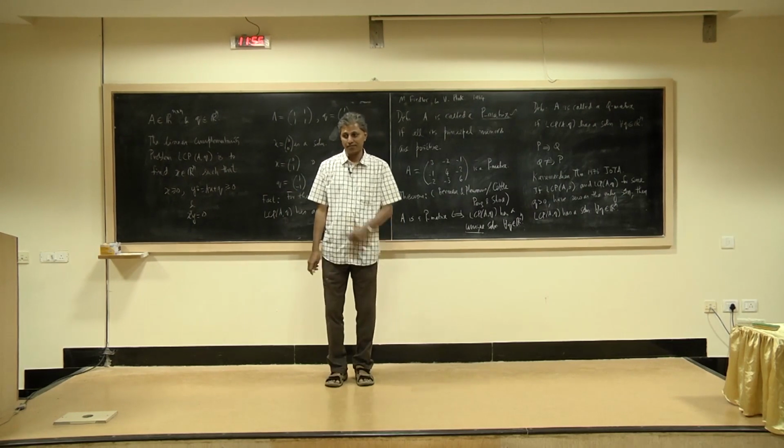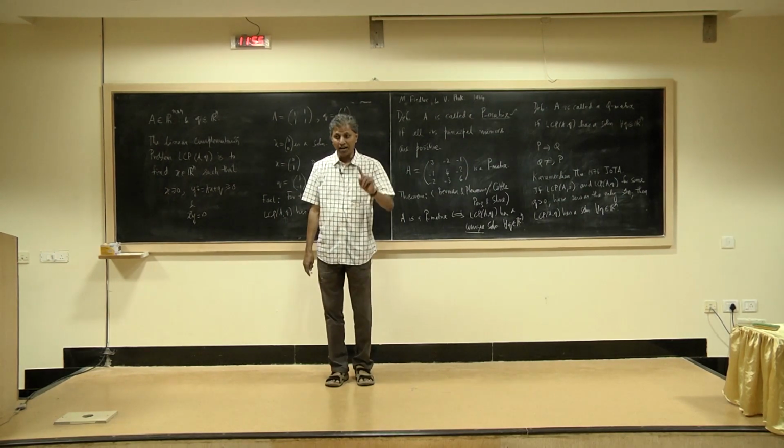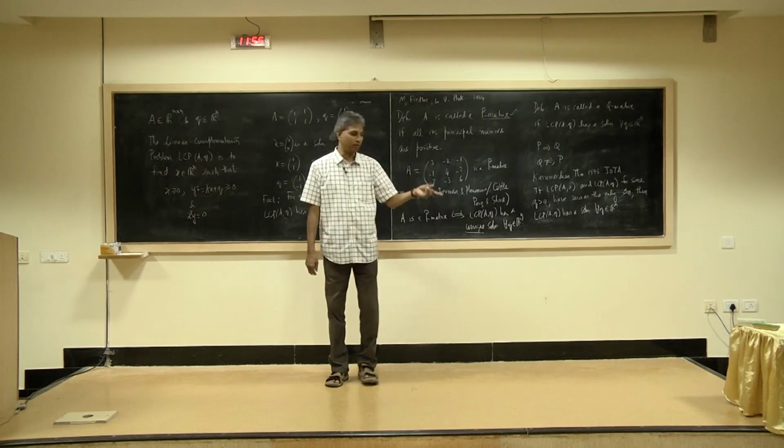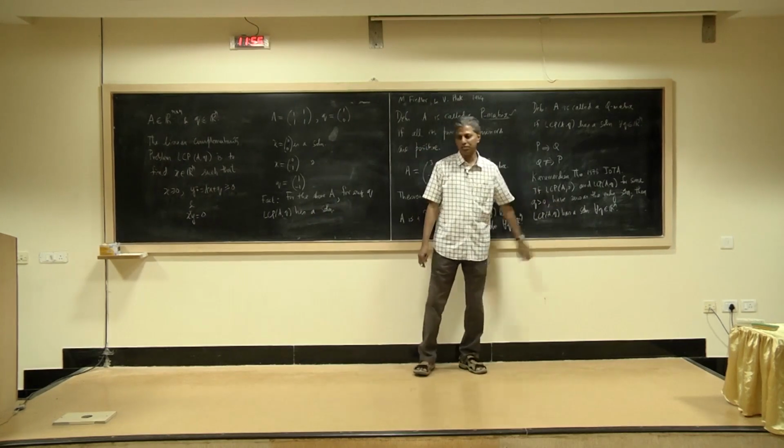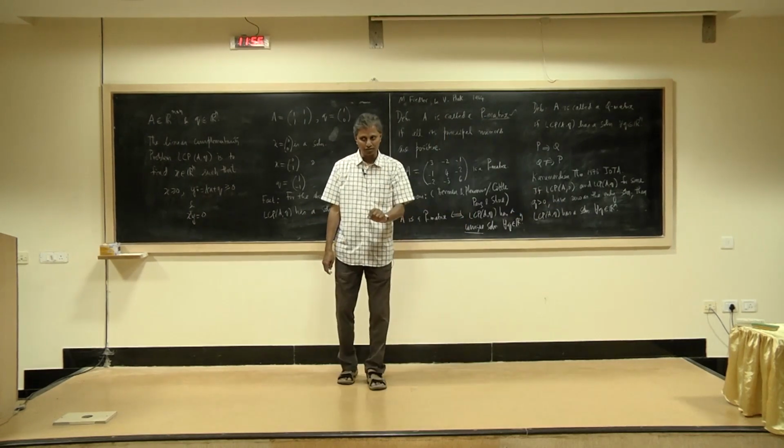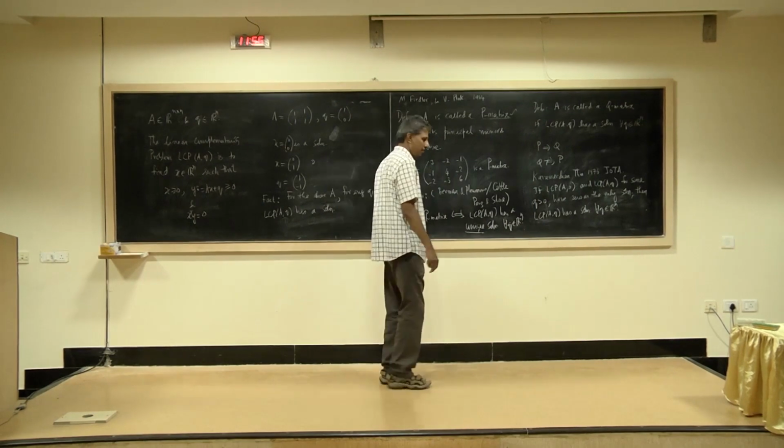If that happens for some Q positive and the homogeneous problem, this is called the homogeneous problem, also has 0 as the only solution, then you write this down and see what it says.